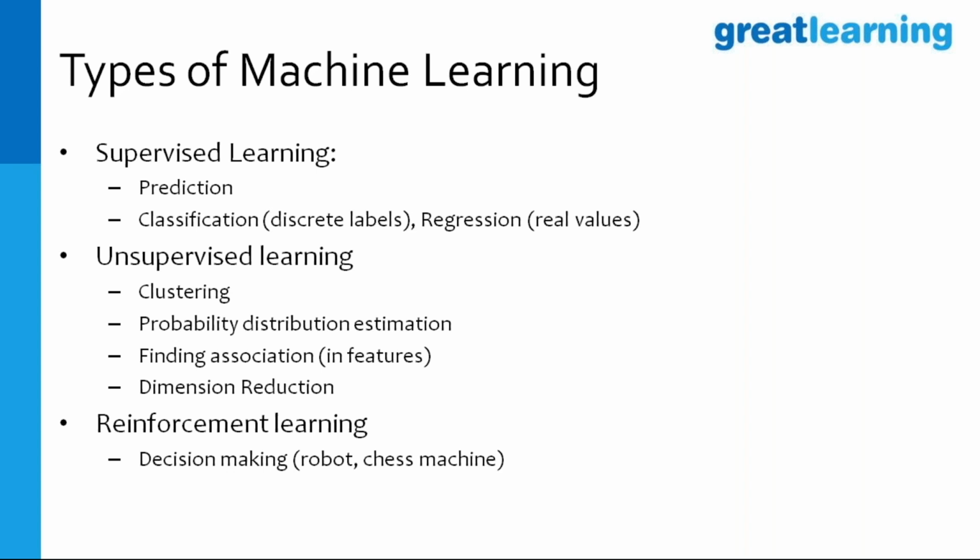Under supervised, we have prediction, classification, and regression as well. In unsupervised, we have clustering, probability distribution estimation, finding association, and dimension reduction. In reinforcement learning, we have decision making, for example robots and chess machines, or such examples.